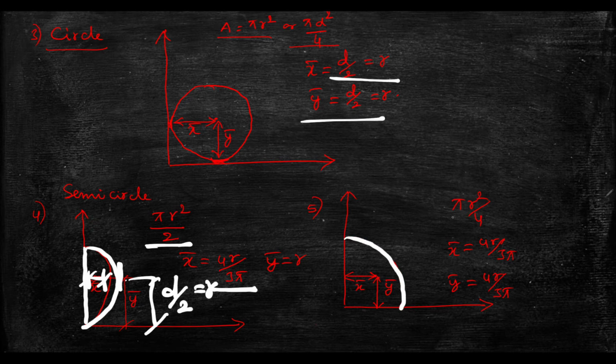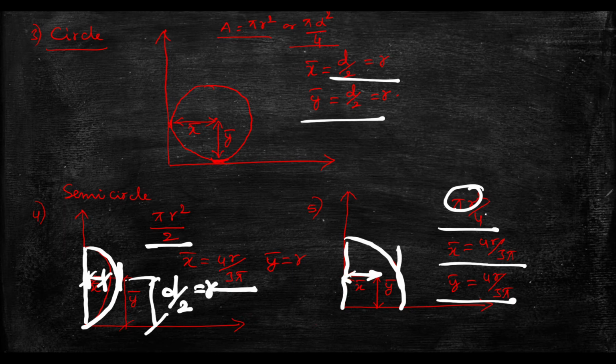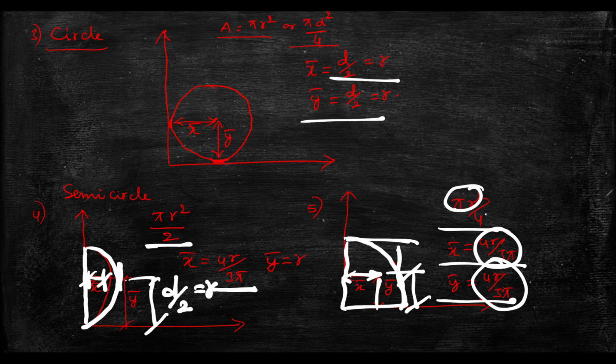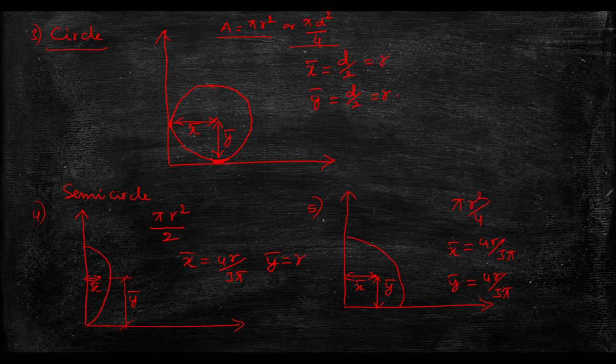Next we have the quarter of a circle. Its area will be one-fourth of the area of the circle, pi r square by 4. Then x bar is equal to 4r by 3 pi, and y bar is equal to 4r by 3 pi. Just look at this: x bar is measured in this direction from the diameter towards the end of the circle, and in the y direction also from the diameter towards the end of the circle. In that direction, the centroid will be 4r by 3 pi. So these are all the formulas we have for the standard figures.